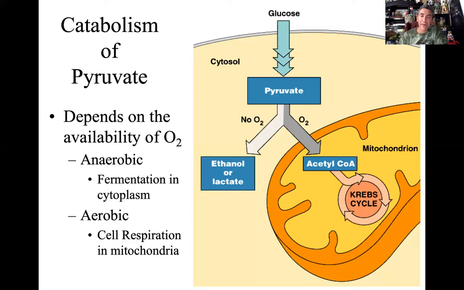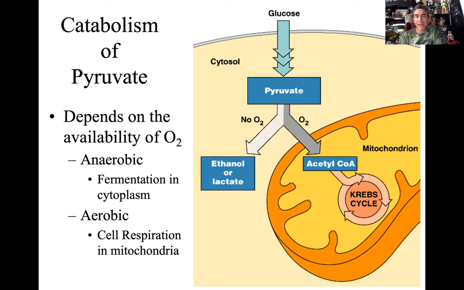If pyruvate finds itself in an anaerobic condition, no oxygen present, glucose then progresses into the fermentative pathway. So pathway number 2, sort of whitish arrow, grayish, light gray arrow. So pathway 1, glycolysis. Pathway 2, if anaerobic, we go into the production of lactic acid for humans. End of the story. Right?